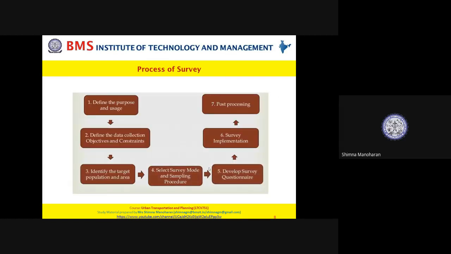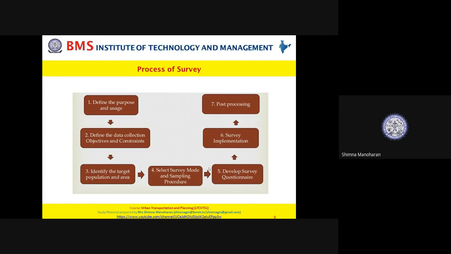So now, for any process of survey, these are the 7 important steps in any surveying technique. Okay, first you have to define the purpose and the usage, or why the survey has to be conducted. That is the first stage. The second stage is the data collection objective and what are the constraints that are involved in data collection. That has to be defined clearly, right? What is the objective of the data collection and what all might be the constraints that might be coming up.